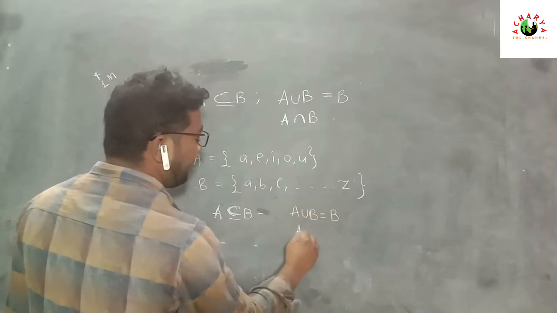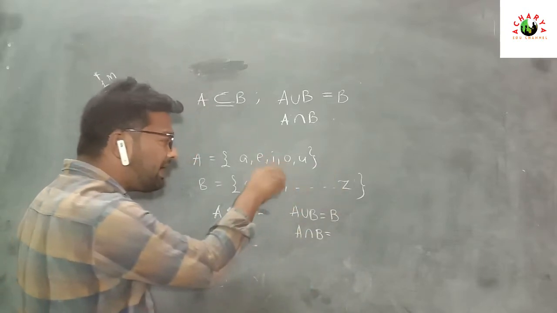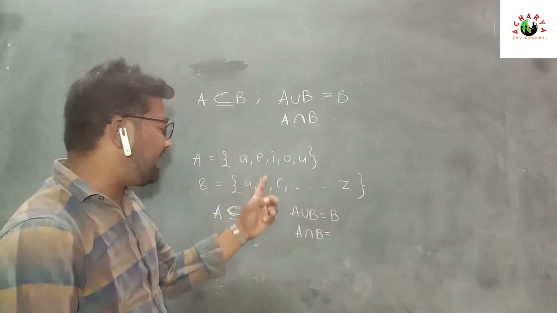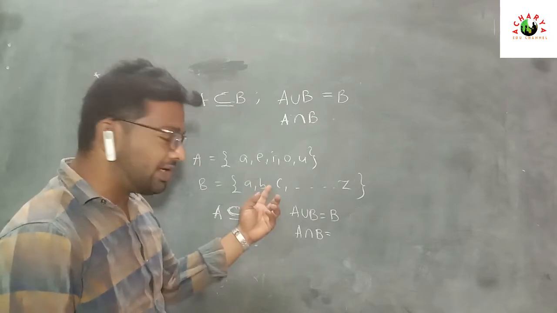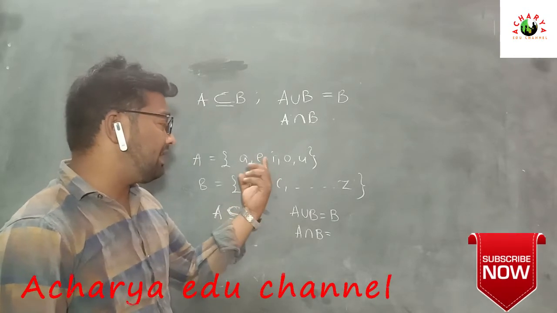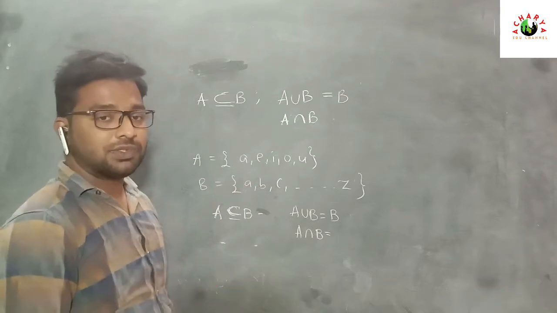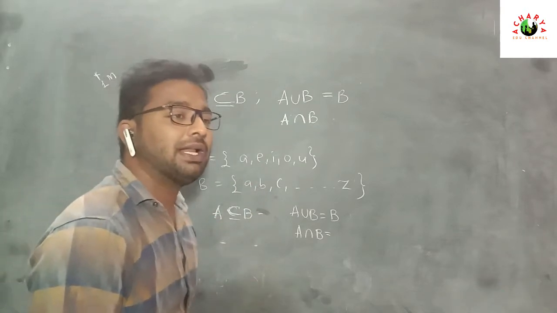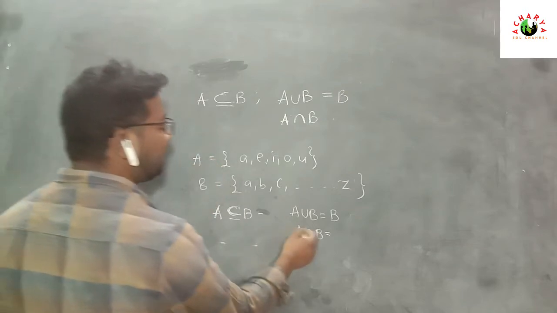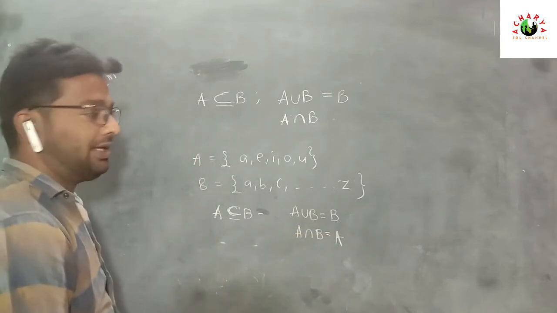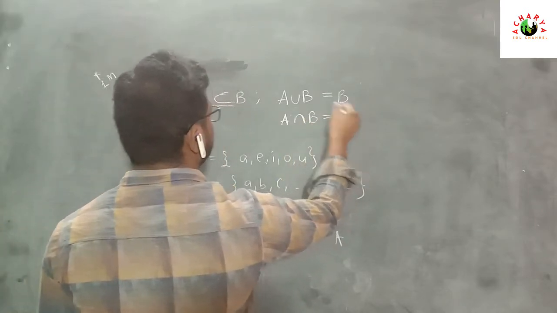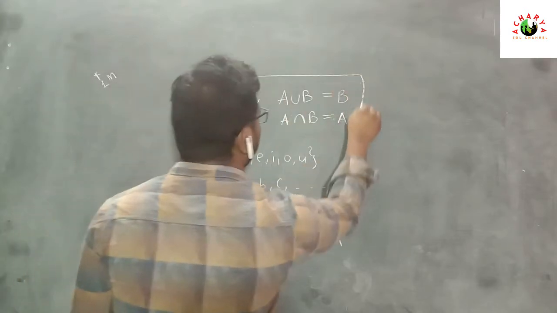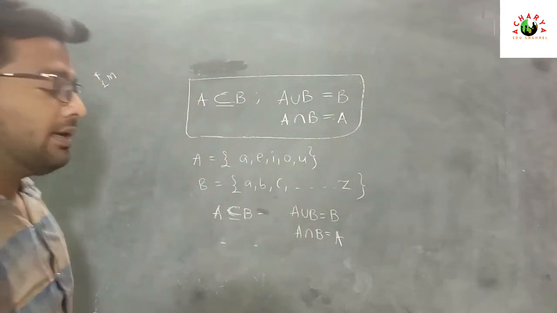And when we are doing A intersection B, intersection means common elements. Which are the common elements of A set and B set? A, E, I, O, U are common. In this set also A, E, I, O, U are there, and in this set it is already given. So A, E, I, O, U are the common elements of both sets. So A intersection B is equal to A. A union B is equal to B and A intersection B is equal to A. This is very important.